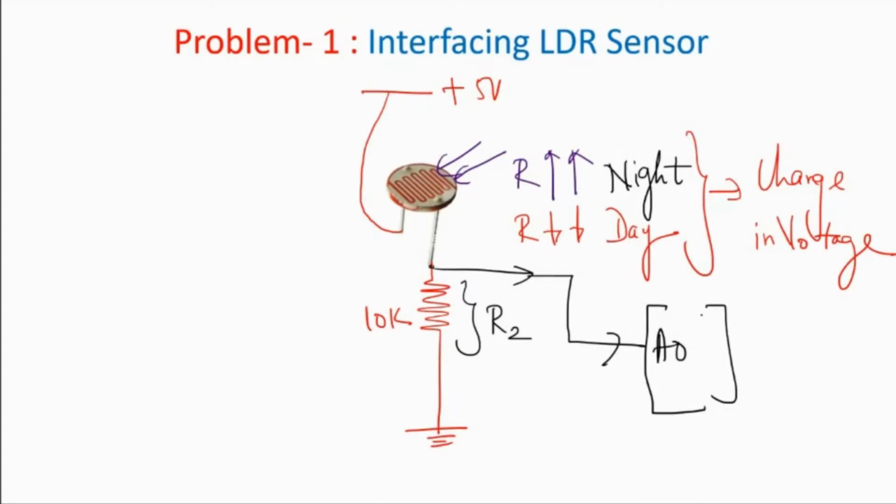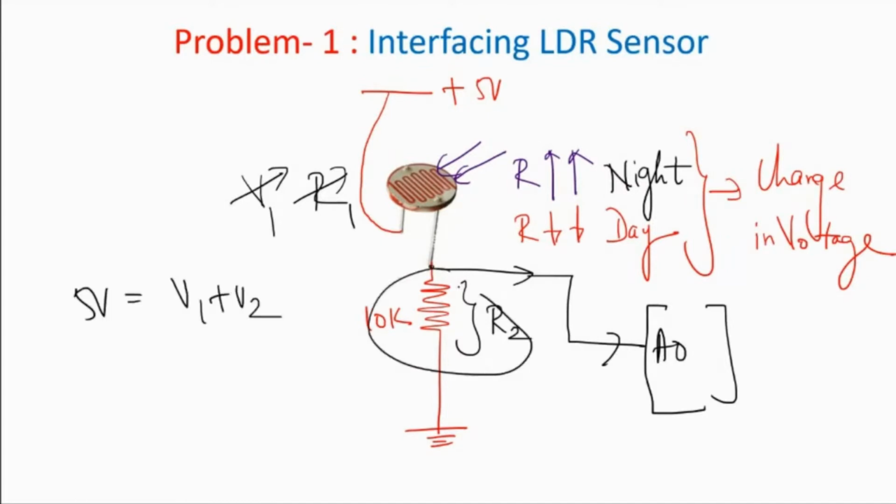You know very well, if the resistance of this LDR changes, the voltage across it also changes. Let me call this R1 and V1. So the total voltage 5 volt is equal to the summation of V1 plus V2. V2 is this voltage, V1 is this. So V1 plus V2 is 5. This is constant K. So when V1 changes depending upon light, V2 automatically will change.